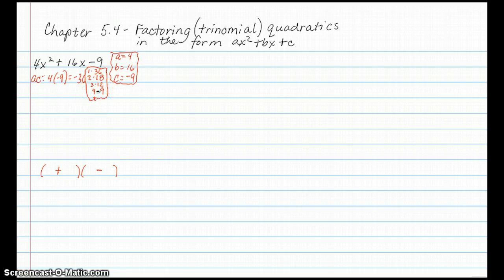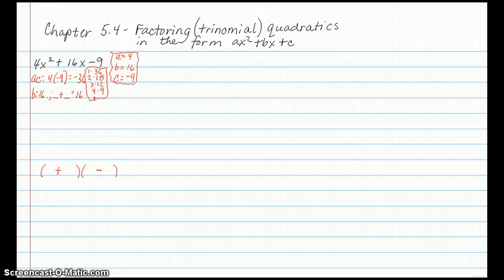We'll get to that in just a moment. So we do AC, which we just did, and then B. B is 16. So you have to say what plus what equals 16.